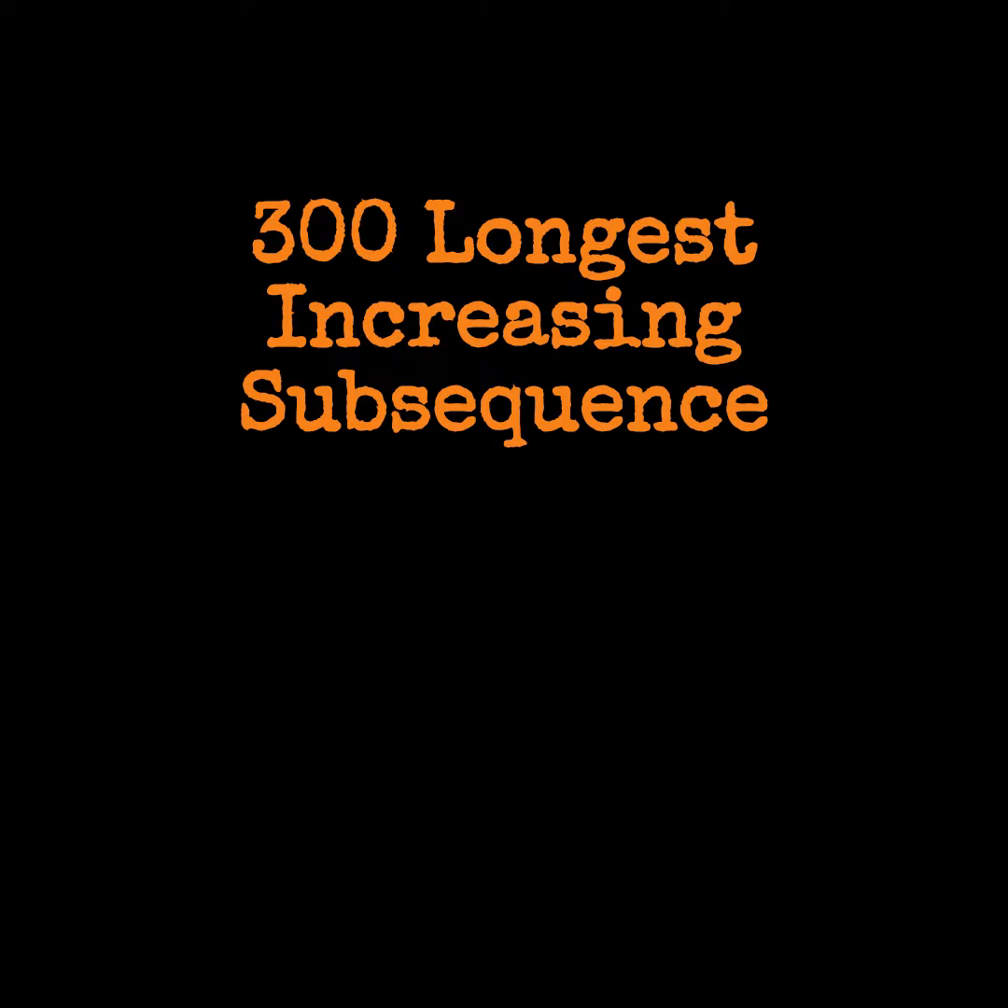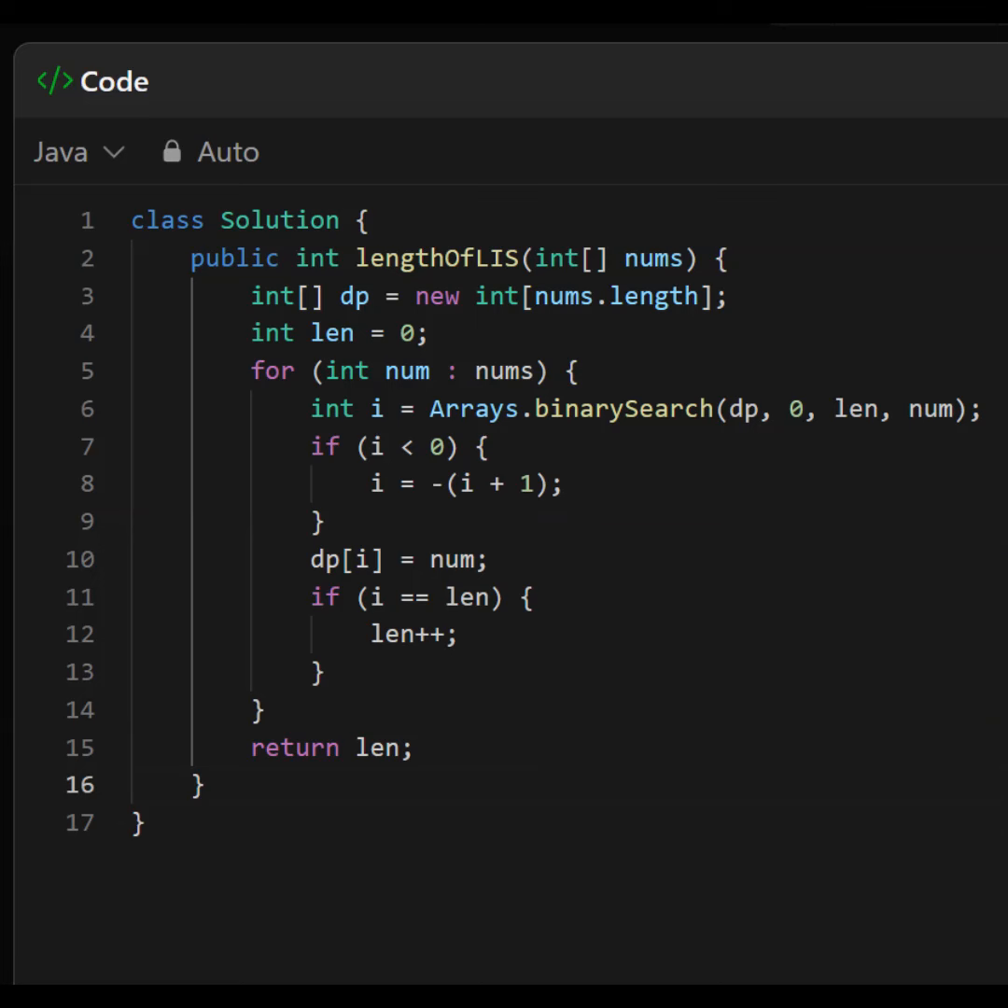300 Longest Increasing Subsequence. This Java code defines a class named Solution with a method lengthOfLIS that calculates the length of the longest increasing subsequence (LIS) in an array of integers nums. The method uses dynamic programming and binary search to efficiently solve the problem. Here's a step-by-step explanation of how the code works.